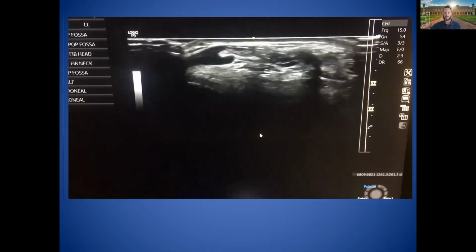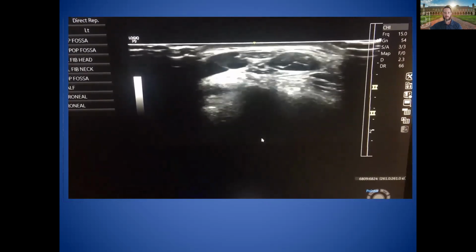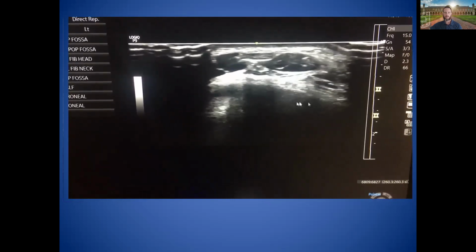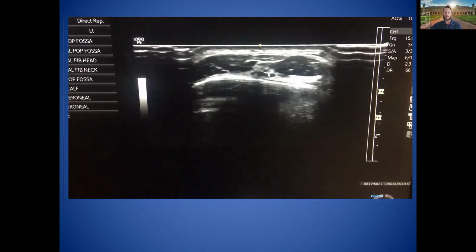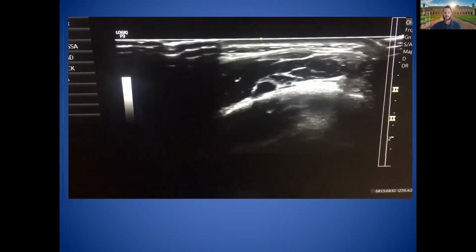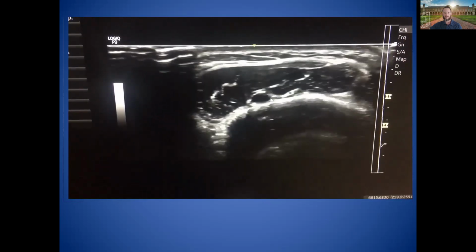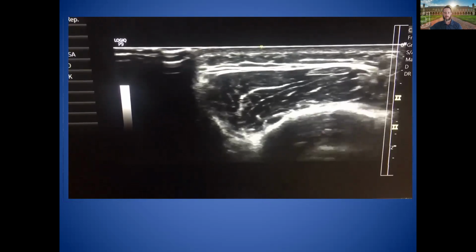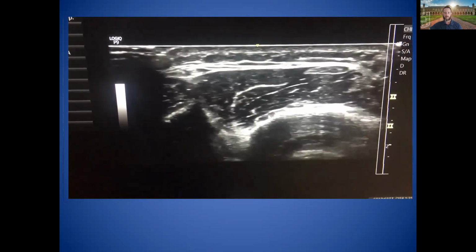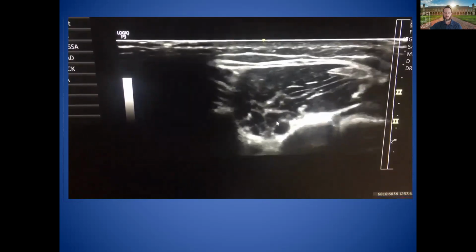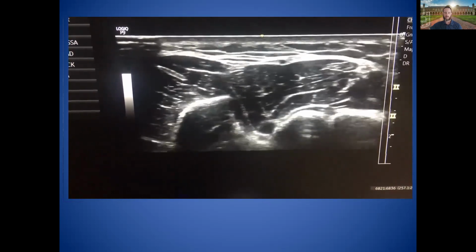I'm looking for the deep peroneal nerve, which you can see here, sitting right on top of the artery. I think I may have called this the deep peroneal artery earlier, but it's really the anterior tibial artery. I'm moving up the leg here, and you can see the deep peroneal nerve lying medial to the anterior tibial artery, which here I'm compressing. So there you can see the deep peroneal nerve.